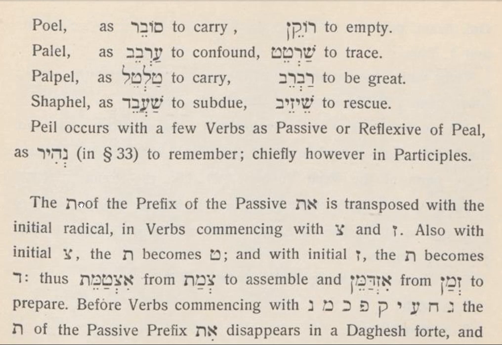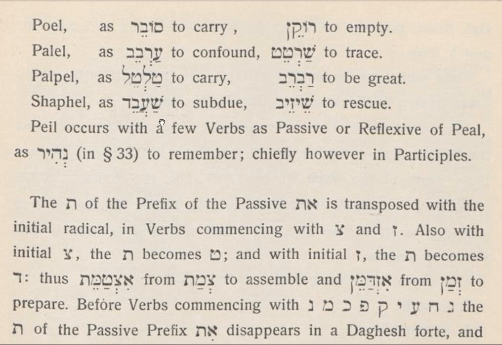For example, po'el as sober, to carry, and roken, to empty. Palel as in ngarbeb, to confound, and shartet, to trace. Palpel as in taltel, to carry, and rabreb, to be great.